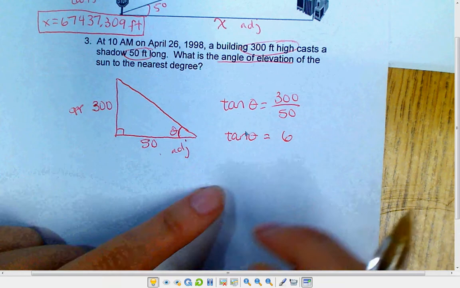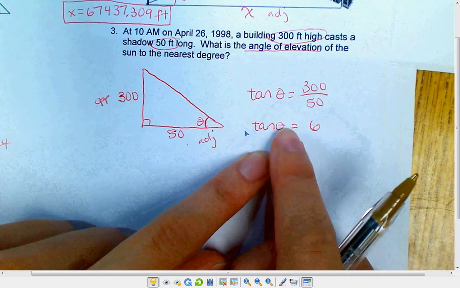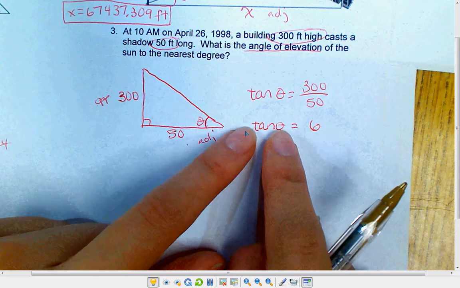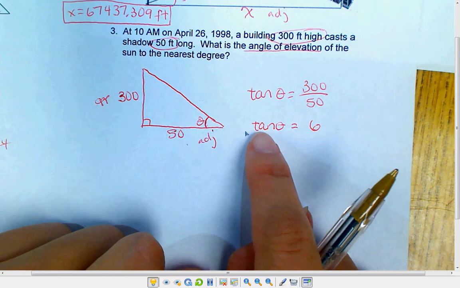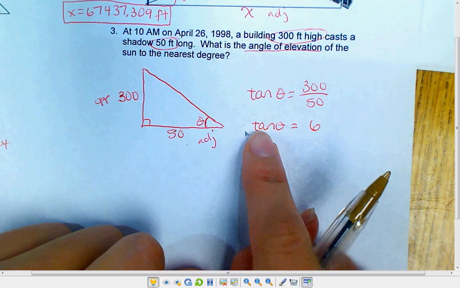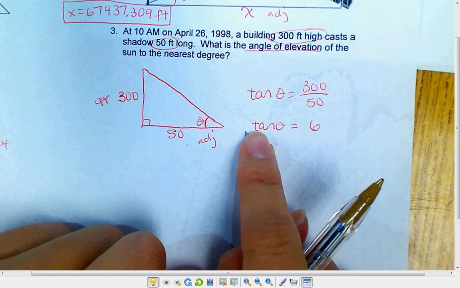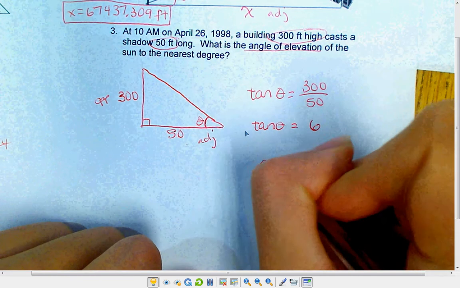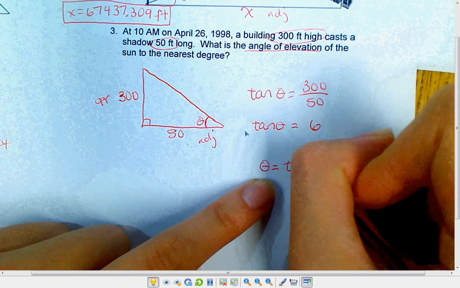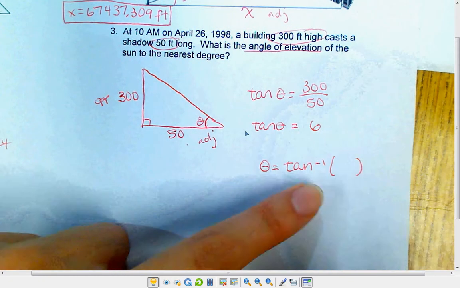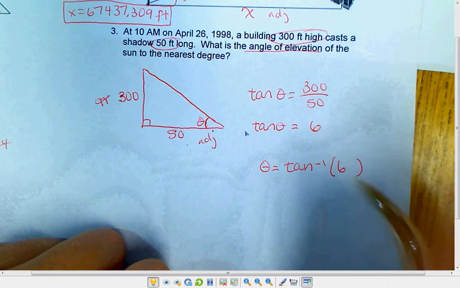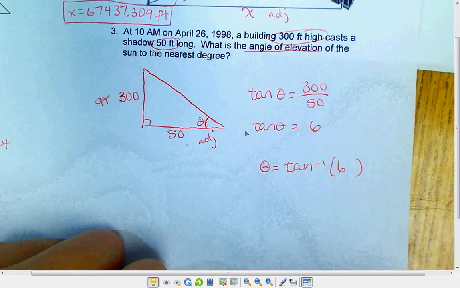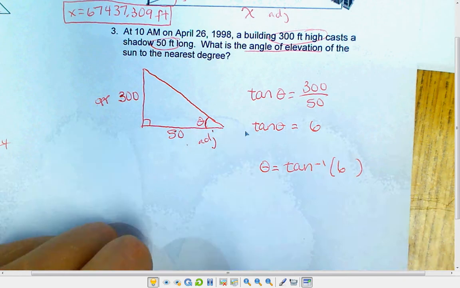And now to solve for theta, if you remember this, we're trying to find the angle. So what we're trying to do is undo my tangent. I'm trying to get rid of this tangent. And the opposite of tangent is inverse tangent. So what we're going to actually do here to find theta is inverse tangent, which is tangent, the little -1 there, of 6. Because really what we're doing is trying to cancel out the tangents.